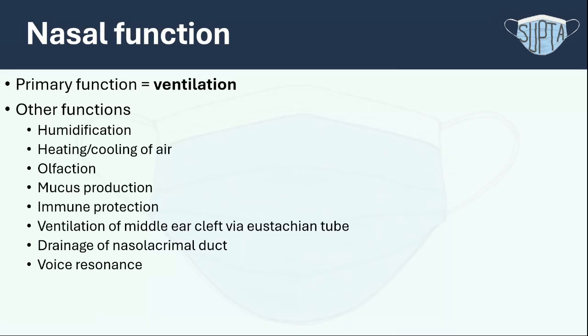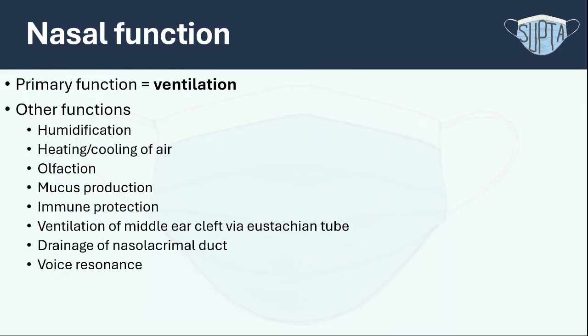So nasal function. The primary function of the nose is essentially ventilation, but the other functions that can commonly get overlooked are humidification, olfaction, and mucus production. It has a lot of immune function as well. As you mentioned, the eustachian tubes, so ventilation of the middle ear and drainage of the nasolacrimal duct and resonance of voice as well.